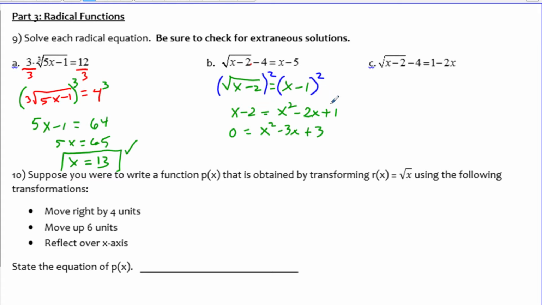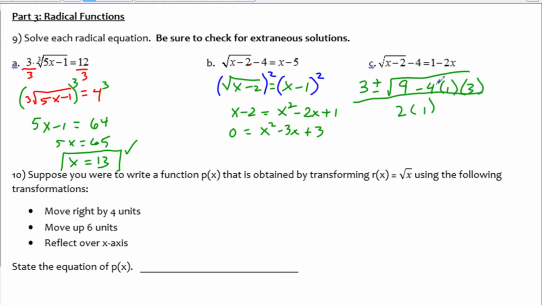In this case, if you try to find something that multiplies to 3 that adds to negative 3, it doesn't exist. We can't actually solve that, so we're going to have to use the quadratic formula. So I'm going to say 3 plus or minus the square root of negative 3 squared, which is 9, minus 4 times 1 times 3, all over 2 times 1.